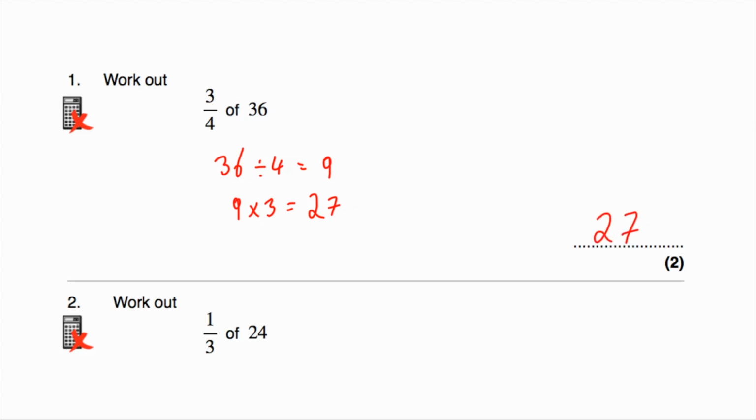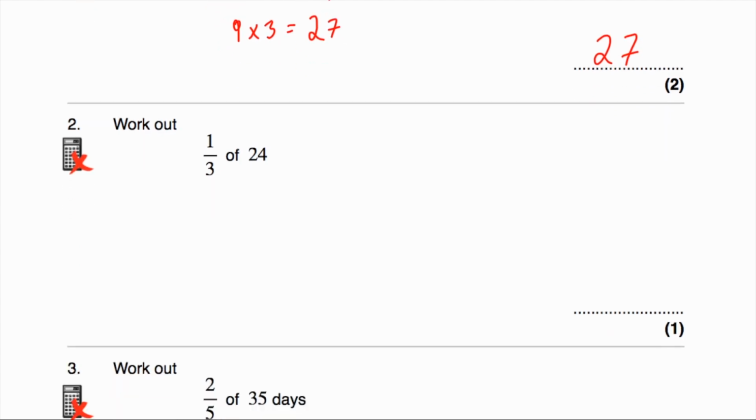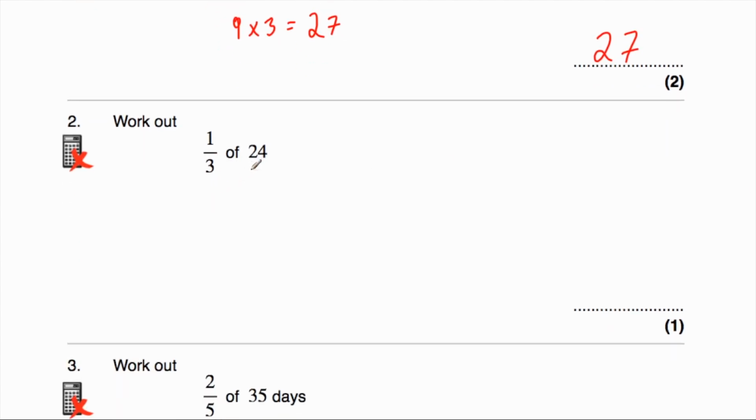Okay, let's have a look at our next question, question number 2. Question number 2 says, work out a third of 24. So if we want to find a third of 24, we just divide it by 3, because if you want to find a third of something, you just divide by 3. So we're going to do 24 divided by 3. And remember, we divide by the bottom and times by the top.